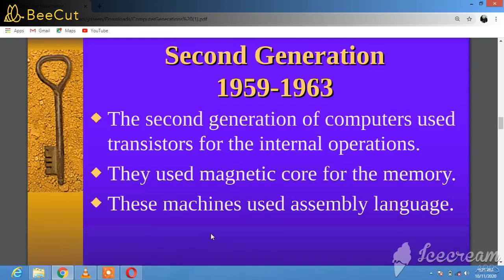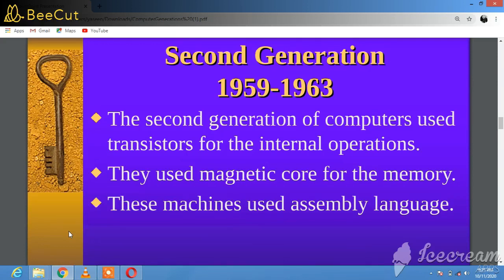For inputting data, the punch card is used, and the punch card was also used in the first generation. In the second generation, assembly language was used, but high-level languages like Fortran and Cobol were also developed. The computers used batch processing and multi-programming operating systems. One transistor replaced 40 vacuum tubes, so the size of second generation systems was reduced.